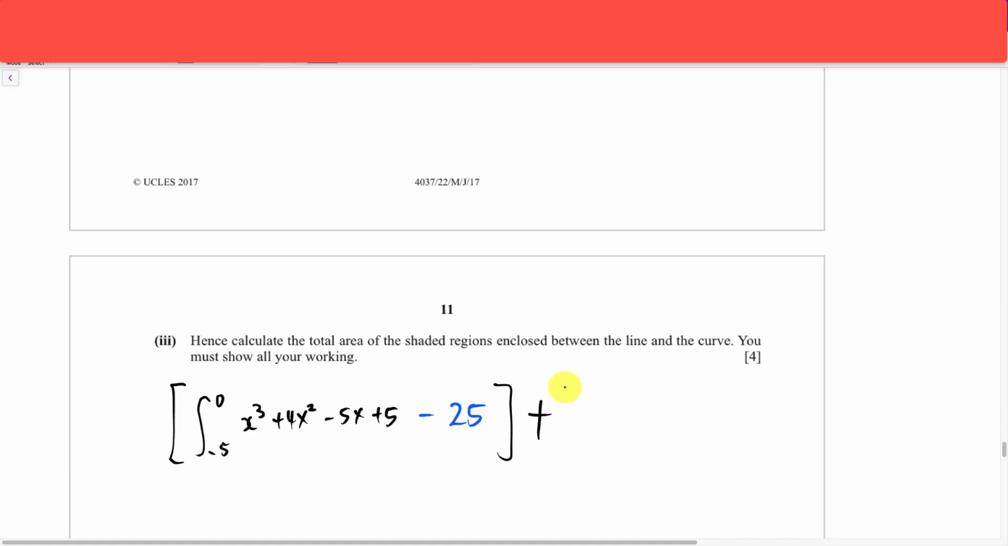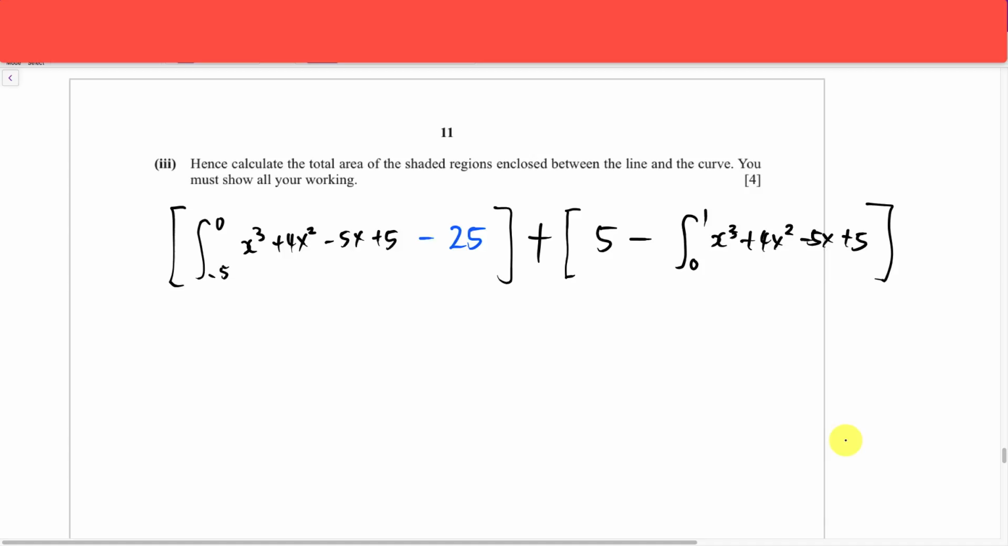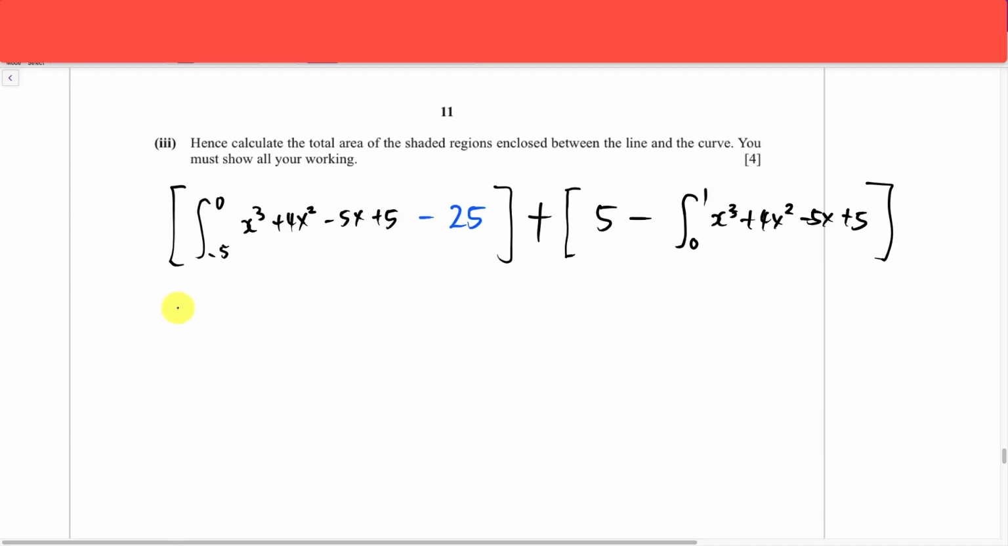And then I will plus the second area, which is after the y-axis. So I will use the 5 minus the integral from 0 to 1 of the same equation, x cubed plus 4x squared minus 5x plus 5. Then I will solve this one. This one I already integrated just now, but let me write it again. It is x power 4 over 4 plus 4x cubed over 3 minus 5x squared over 2 plus 5x, from 0 to -5, and then minus 25.